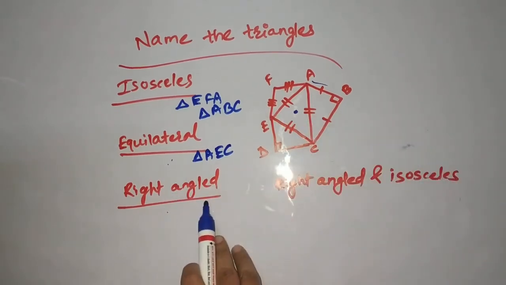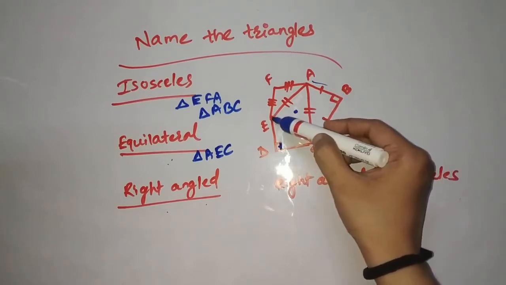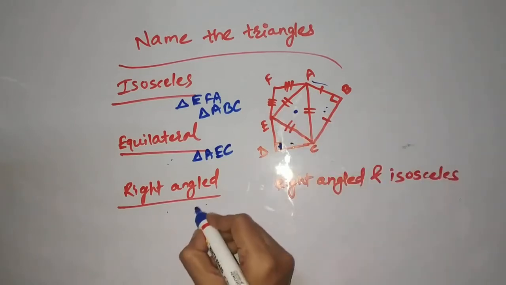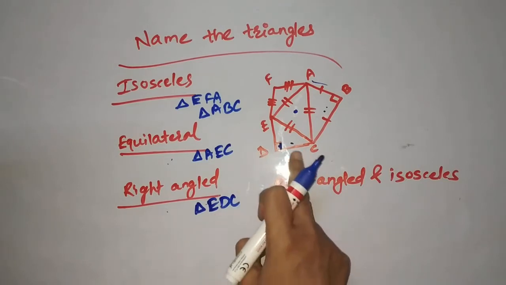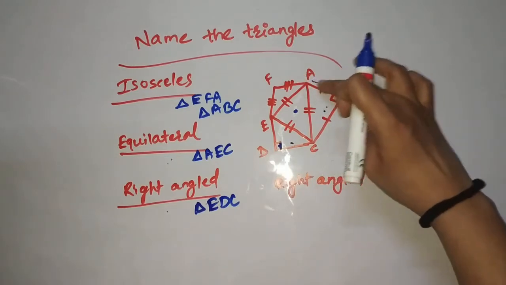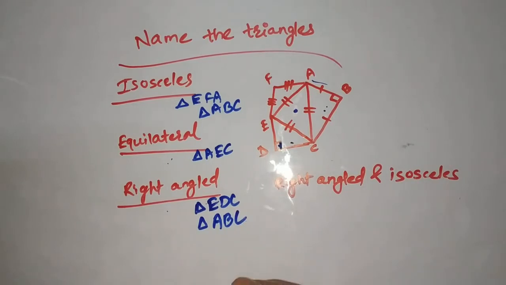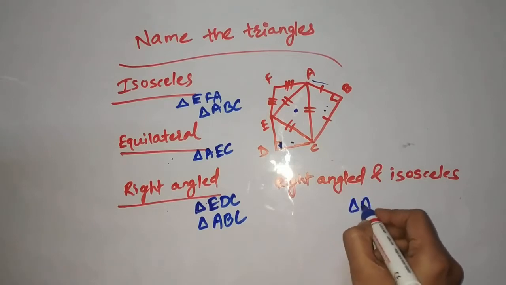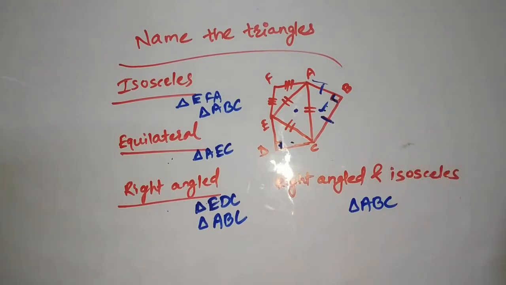Next, friends, we want to write right-angled. A right-angled triangle is a triangle in which we have a 90-degree angle. You can see two triangles which have a 90-degree measure. First is triangle EDC. In this triangle ADC, one angle is 90-degree, here angle D is 90. And one more is ABC. So I'll write down here ABC is also 90-degree. Right angle plus isosceles means this one, triangle ABC. In this triangle, two sides are of equal length, plus this is a 90-degree angle B.